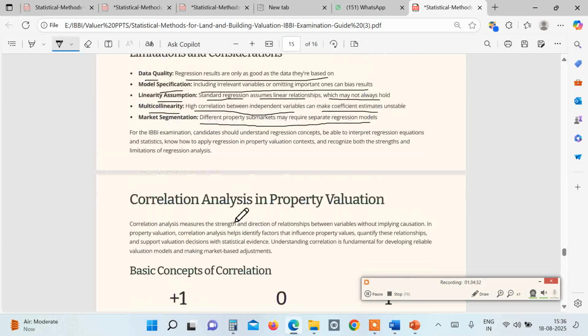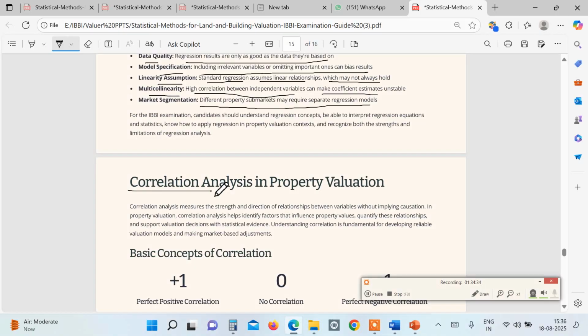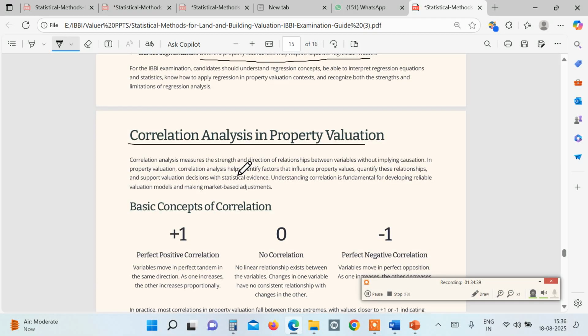Next is correlation analysis in property valuation. Correlation analysis measures the strength and direction of a relationship between variables without implying causation. In property valuation, correlation analysis helps to identify factors that influence property values, quantifying these relationships and supporting valuation decisions with statistical evidence. Understanding correlation is fundamental for developing reliable valuation models and making market-based adjustments.